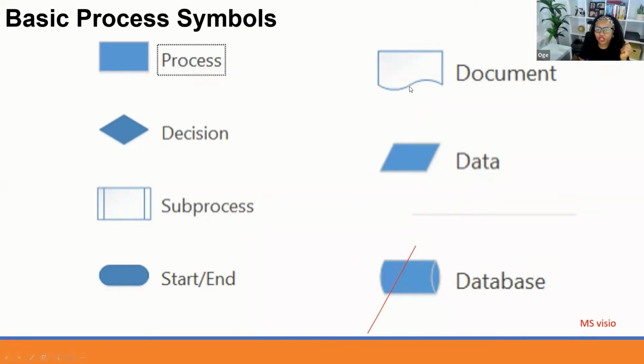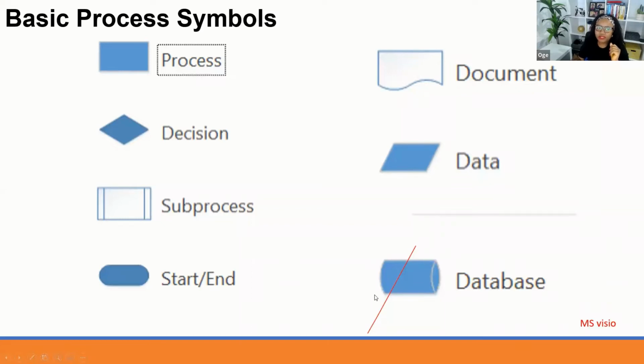You have this shape that shows you, if you are using a document in your process, you want to be able to represent that. You also have this shape showing if data, maybe you want to make reference to data. And then this one tells you that you are mapping out a systems process. You want to show that data is stored or retrieved from a database. You want to use this symbol.